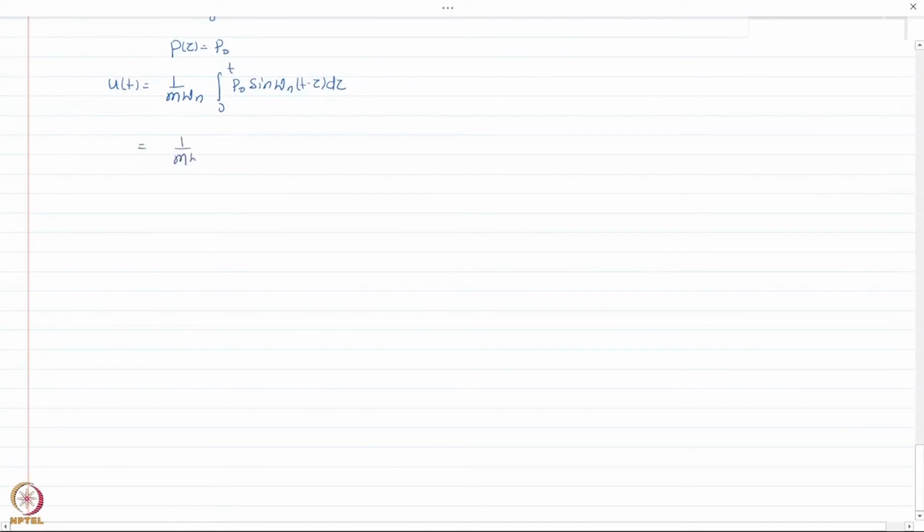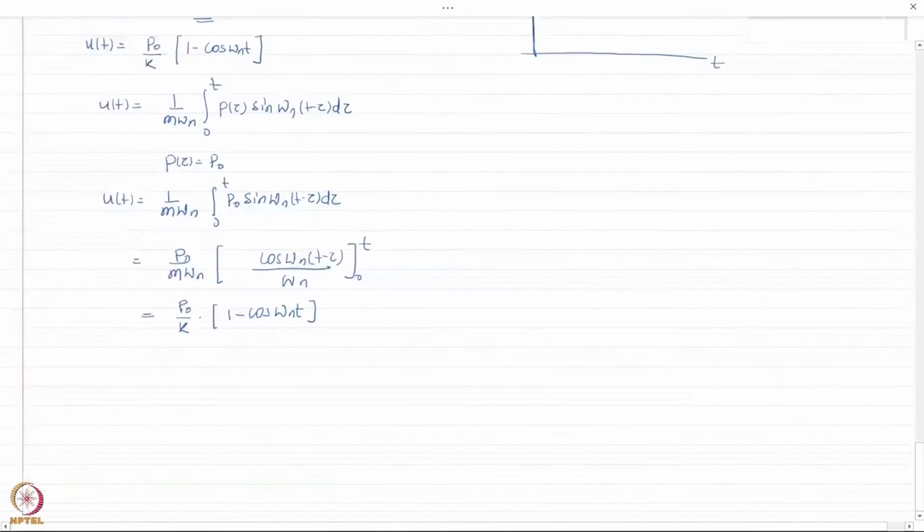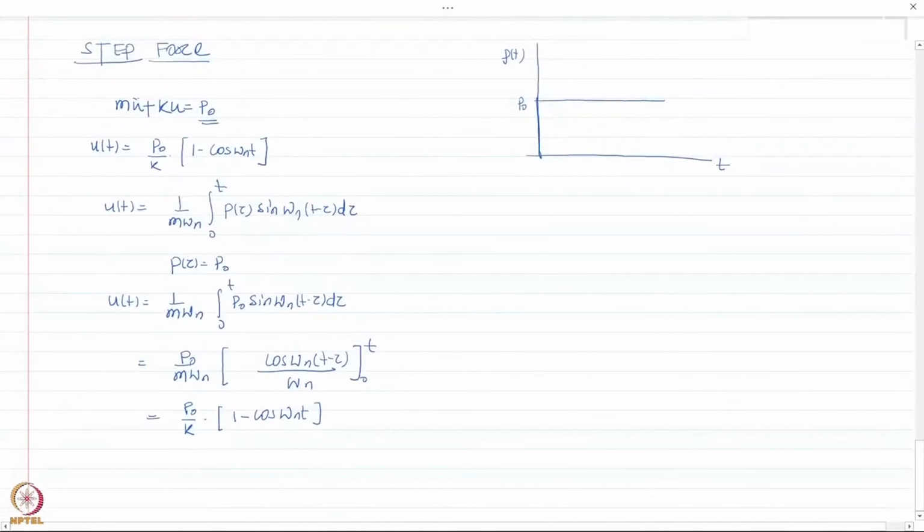We can write this by taking p naught outside, and this would be minus cos omega n, and then minus minus gives plus, so this is (t minus tau) omega n from 0 to t. After you substitute the limits, and remember if I take omega n outside, m omega n squared is k, so this is equal to p naught by k. Substituting the limits of the integration, I again get 1 minus cos omega n t. In this case you just happen to find that this is easier to do this way.